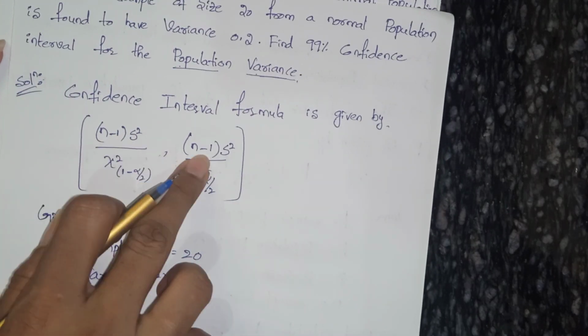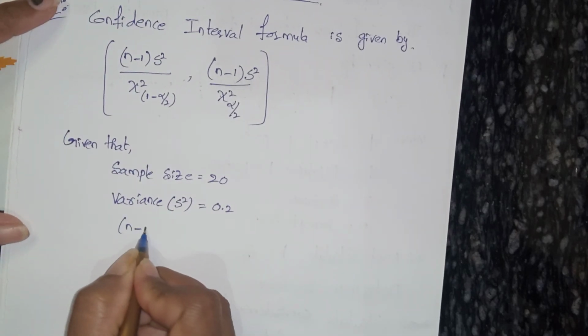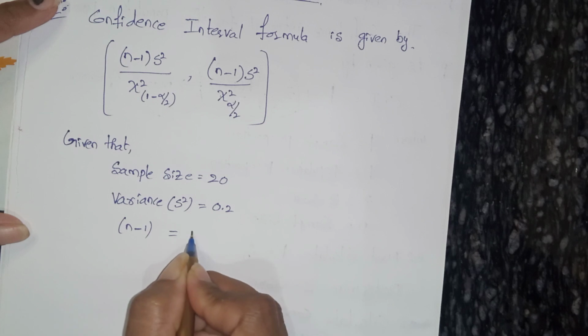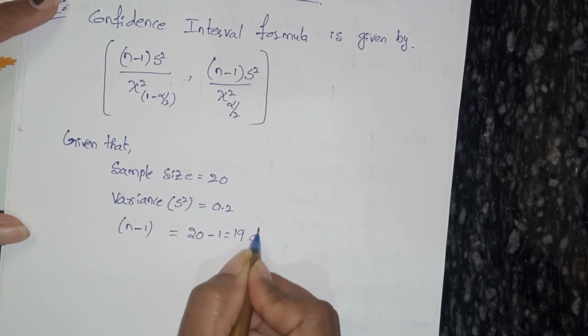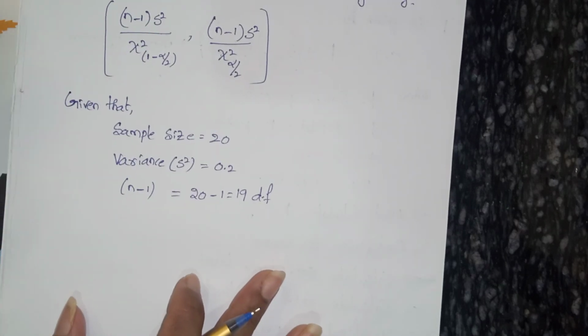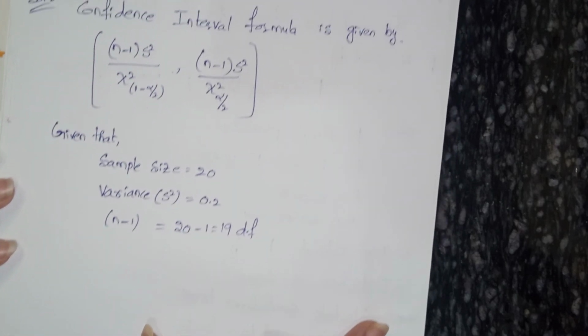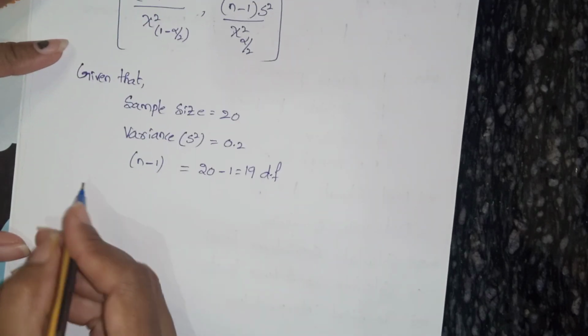N minus 1 degrees of freedom, no? So that means what? N minus 1 is nothing but 20 minus 1, that equals 19 degrees of freedom we are going to use. Okay, let us calculate. So first we will calculate chi-square.